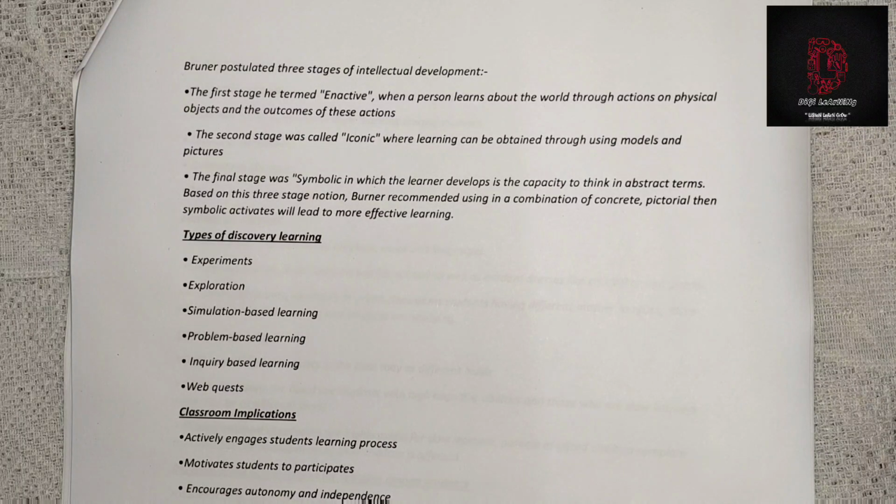and pictures. And the final stage, that is the third stage, was symbolic, in which the learner develops the capacity to think in abstract terms. Based on this three-stage notion, Bruner recommended using a combination of concrete, pictorial, then symbolic activities, which will lead to more effective learning.